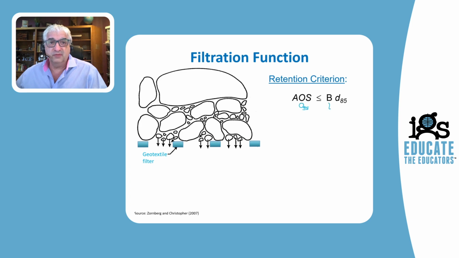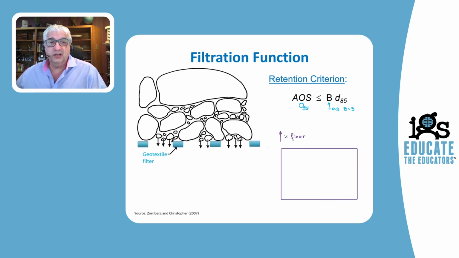For example, one criterion establishes that the AOS, which is the O95, is less than a certain multiplier of the D85 of the retained soil. What is the O95 and what is the D85?